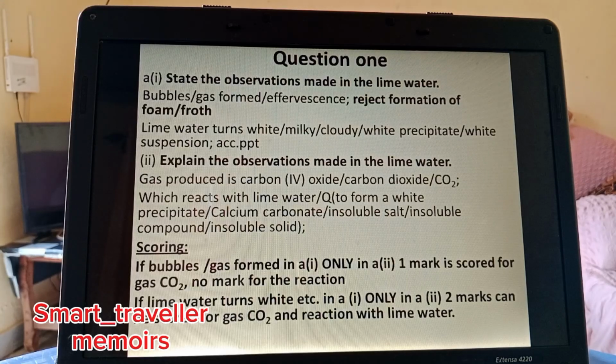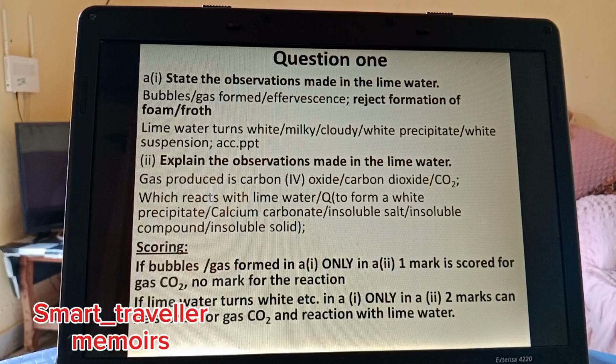Roman 2, explain the observations made in the lime water. The gas produced is carbon dioxide, or CO2, which reacts with lime water, or Q, because it was labeled Q, to form a white precipitate, or if you are good enough, you can say to form calcium carbonate, or you can say to form an insoluble salt, or insoluble compound, or insoluble solid.